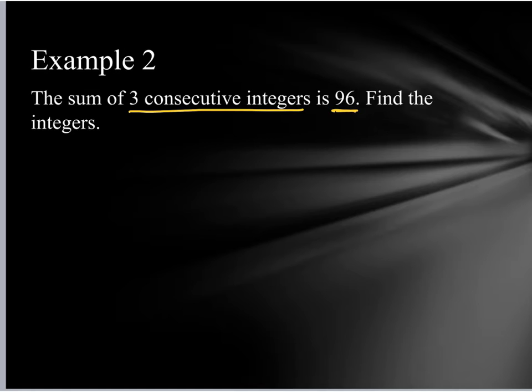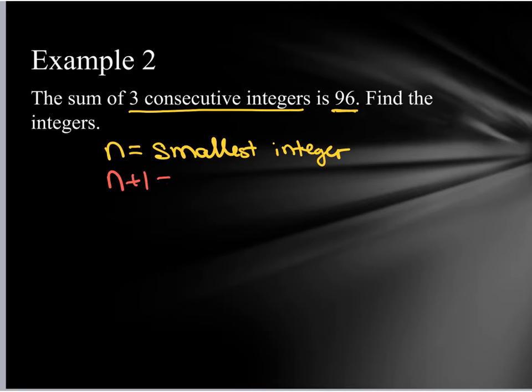So the first thing I'm going to do is create a little note to myself. I'm going to call the first integer the smallest, or n, and this is going to be my smallest integer. And we know that if we're going to find our next integer, I'm going to take that n and add 1 to it. So this right here is going to be the second integer.